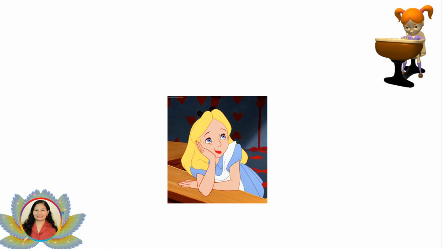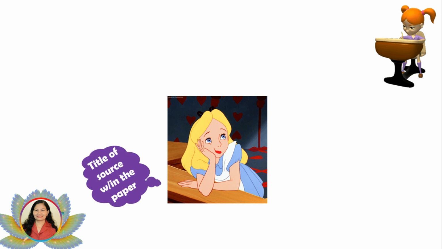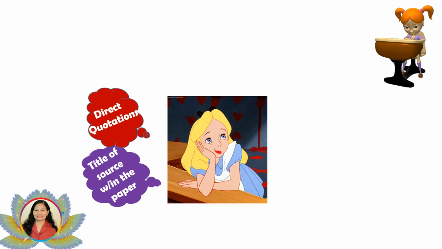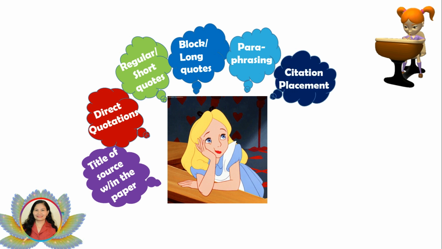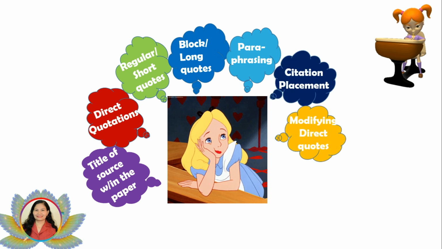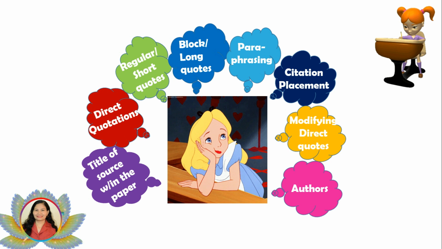What to expect in this video? You will be able to know the APA writing format and style in in-text citation 7th edition. We have the guidelines for the following: title of source within the paper, direct quotations, regular or short quotes, block or long quotes, paraphrasing, citation placement, modifying direct quotes, and authors.